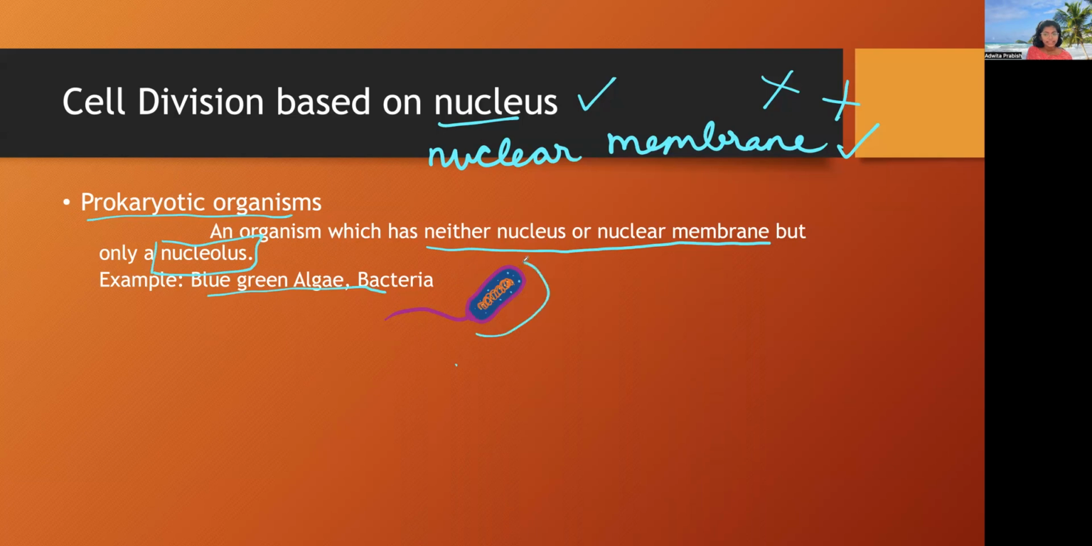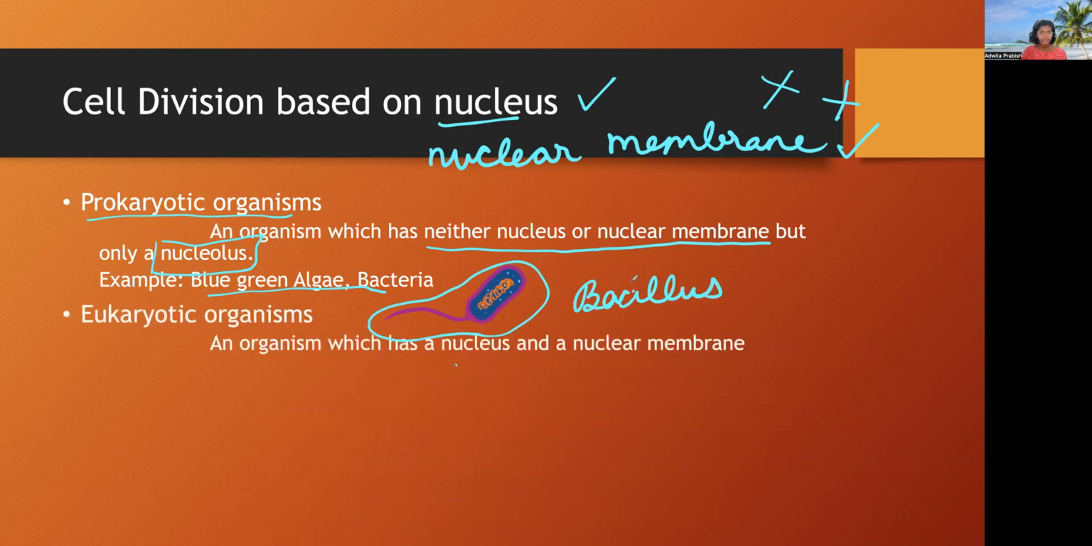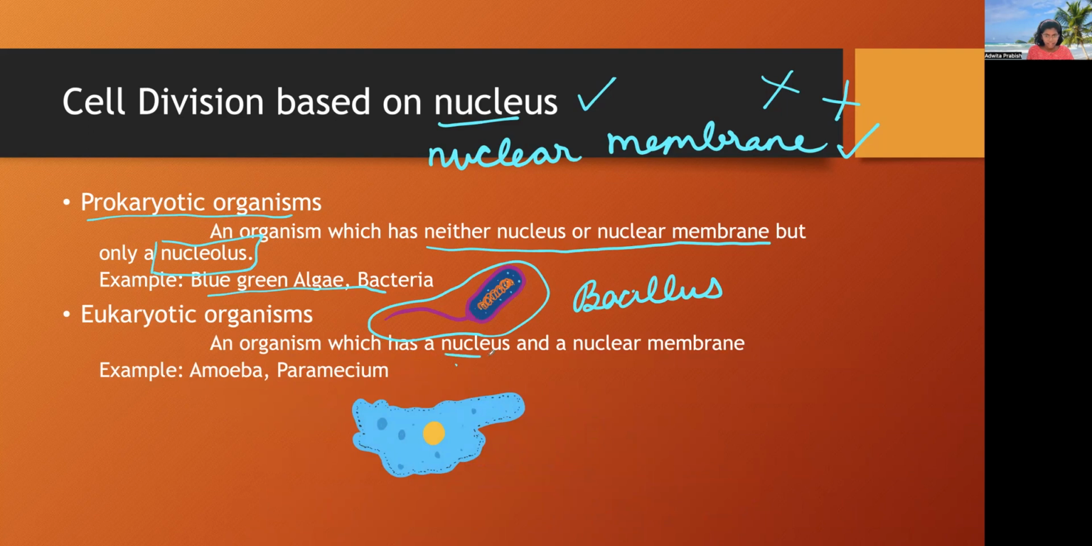So this is a representation of a bacterium. This is rod-shaped, so it's called bacillus. Now we're going to see about eukaryotic organisms. Eukaryotic organisms are organisms which have a nucleus and a nuclear membrane. And some examples include amoeba and paramecium.